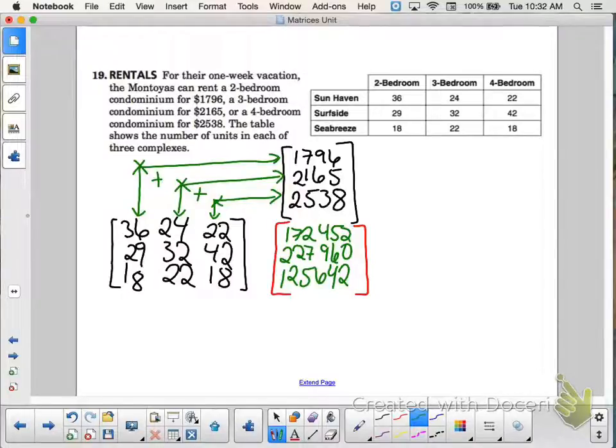Okay. So what we found here is we know how much it costs for each of these to be rented out. So let's imagine that all of them were rented out. Now, if I owned all 3 of these condominiums, I could see how much my complexes are making if all of those rooms were rented out for 1 week. So I would make $172,000 and then some at Sunhaven, $227,000 at Surfside, and $125,000 at Seabreeze. So that helps me know how much I would make in a week if I owned those complexes. Does anyone have any questions about that one?